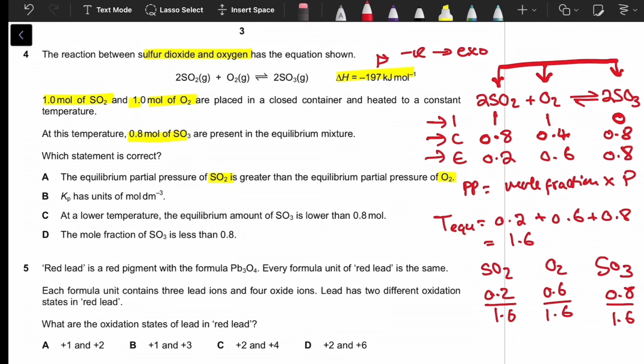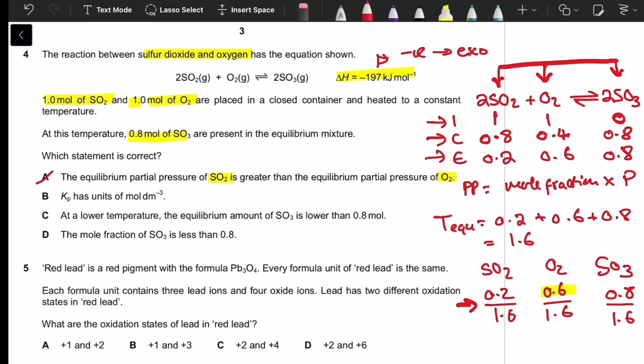So the higher the numerator of a mole fraction, the higher the partial pressure is going to be. As you can see, oxygen has a higher partial pressure in this case because it has a larger numerator. So when we carry out the calculations and calculate the partial pressures for each, we'll find that oxygen actually has the higher partial pressure. Therefore, A is definitely incorrect.